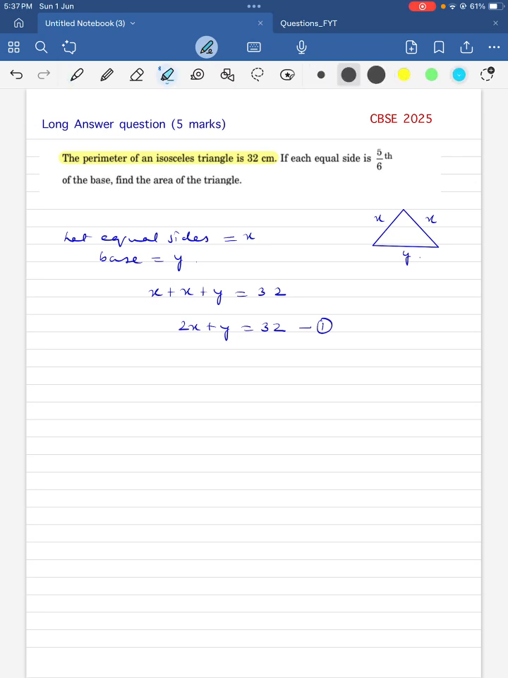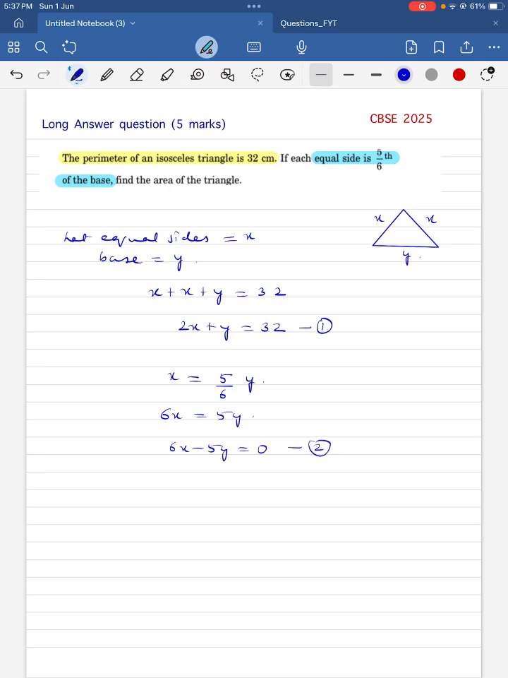Now in the second part they've said each equal side is 5/6 of the base. The base is y here. So I've taken the value of x is equal to 5 by 6y. Now let's cross multiply. So we get 6x is equal to 5y or 6x minus 5y equal to 0. So that's my second linear equation.